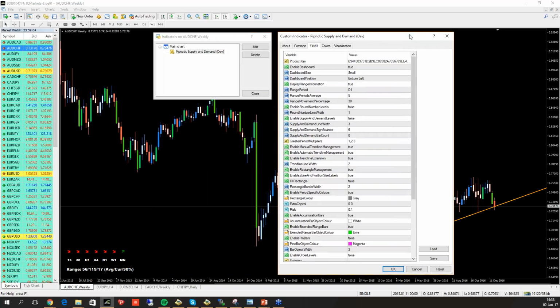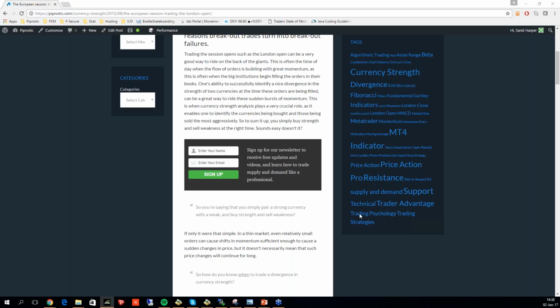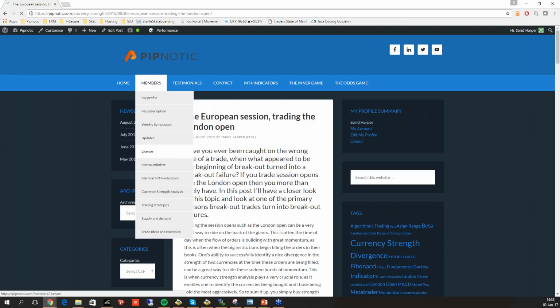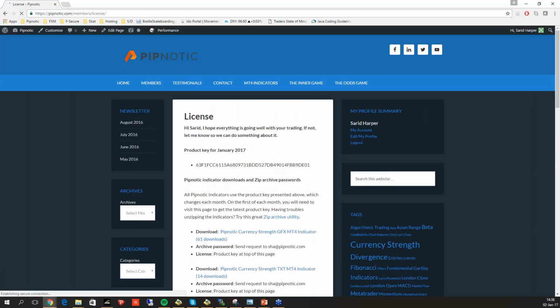Okay. Good. So the beginning of every month, the product key will change. And in order to get the latest product key, you have to go to the members section, and you go to the license menu, and then you will see the product key here, which is valid for the current month. So January 2017, this is the one that we should be using here. And if your platform isn't working, then this could very well likely be the reason why.